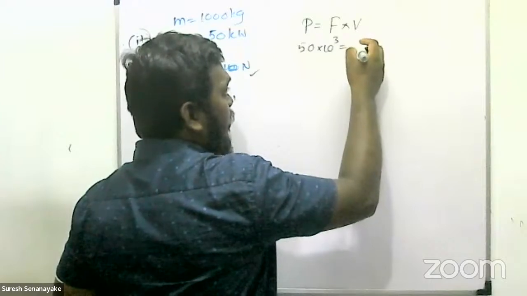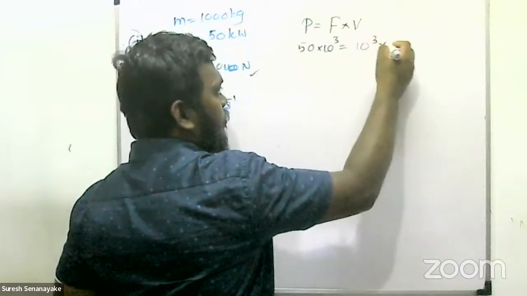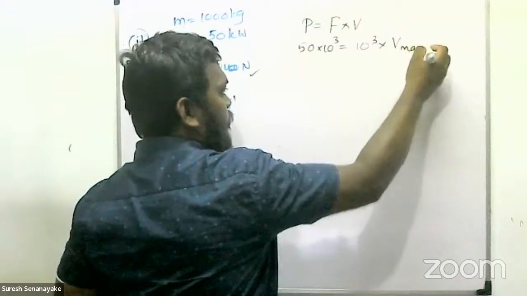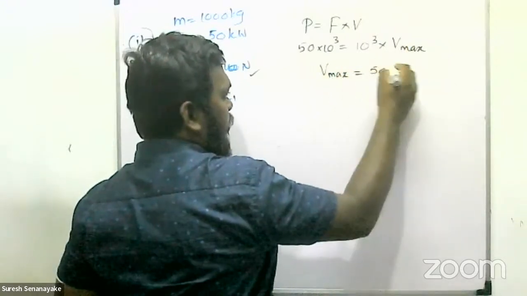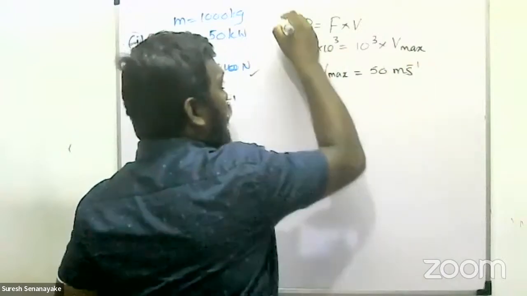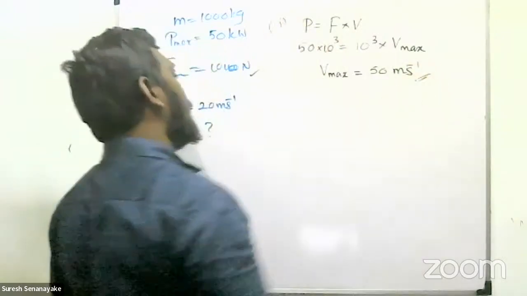Then we are going to find, so it's 1000, and this is the maximum velocity, so it's 50 meters per second, right?